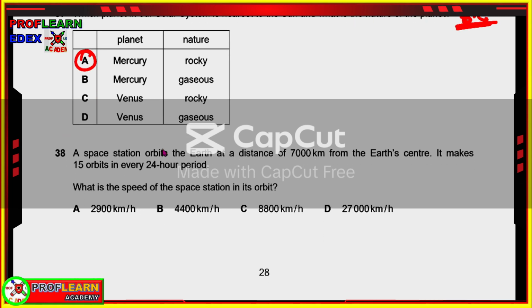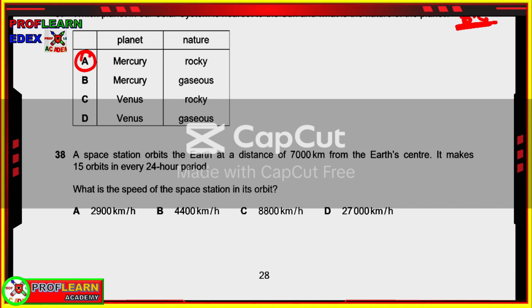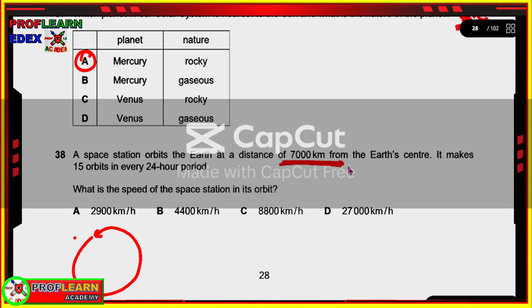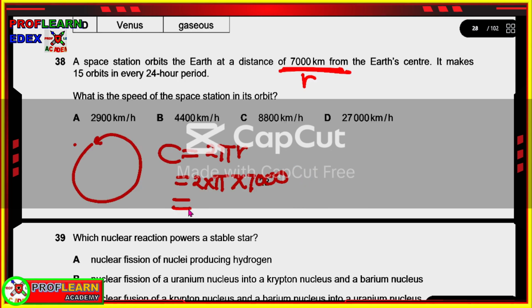A space station orbits the Earth at a distance of 7,000 kilometers from Earth's center. It makes 15 orbits in every 24 hours. The first thing that we're going to do is to calculate the distance of one orbit. If we are talking of the orbit, we just assume it's circular, right? Because we are told that this is going to be the radius, 7,000.